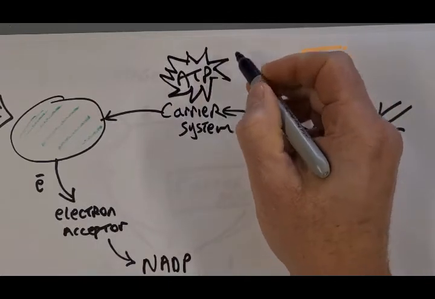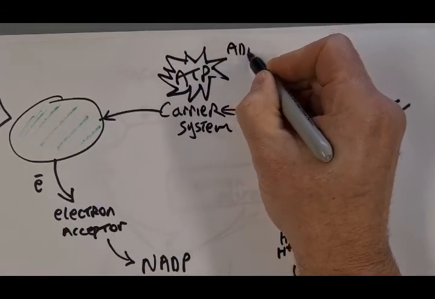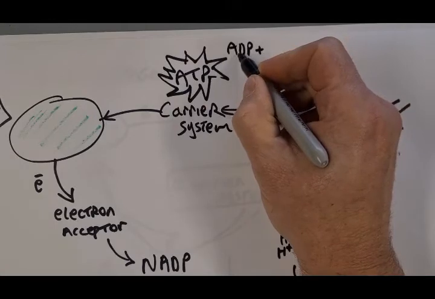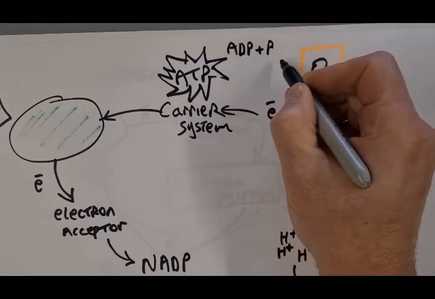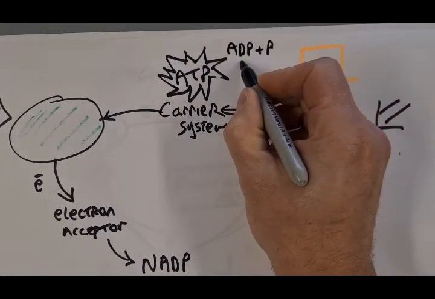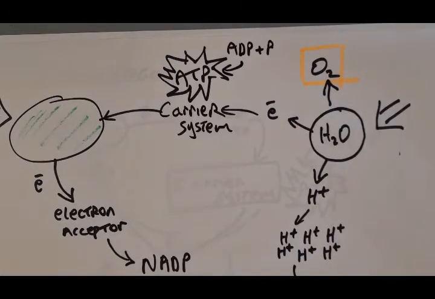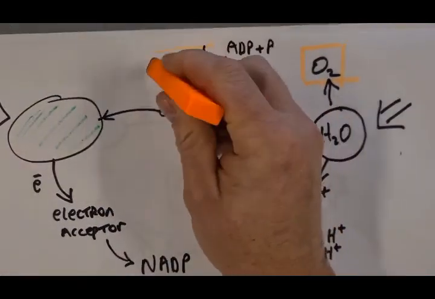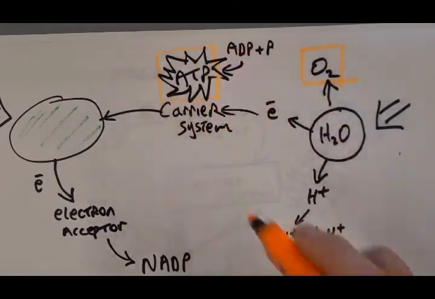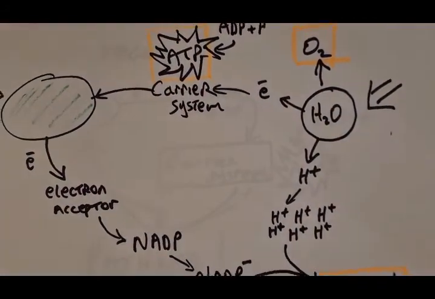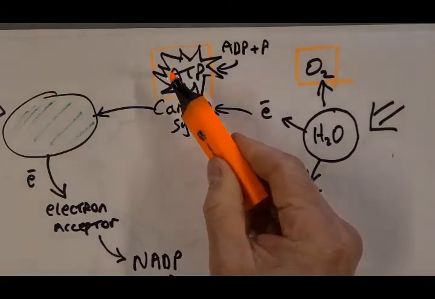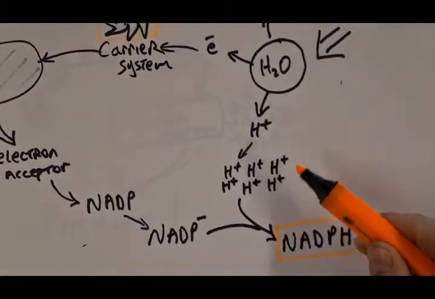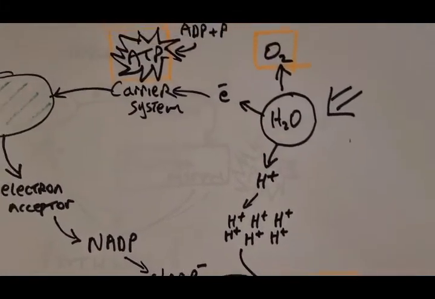And what's ATP made from? It's made from two smaller molecules, ADP and P. So they are used to make ATP. So ATP is another of the products. So it's important that we focus on what are the three products in the light phase. We have ATP is here, oxygen is here, and NADPH is here.